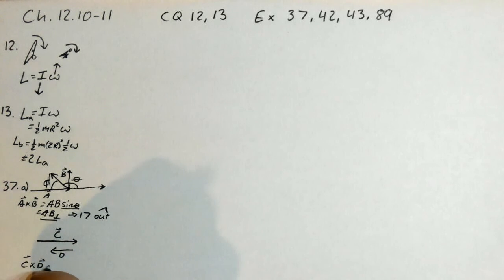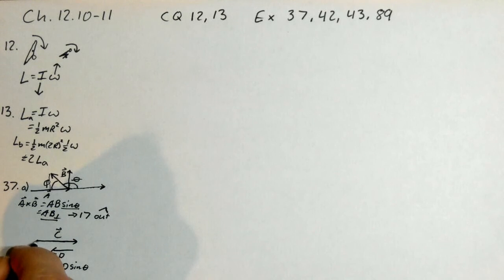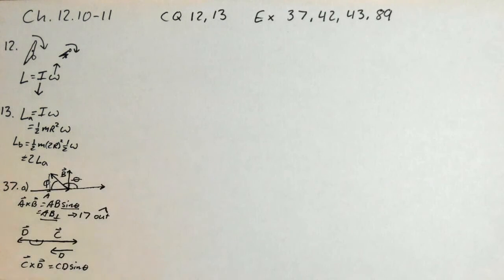Well, technically it's CD sine of the angle between them, but the angle between them is 180 degrees. They're pointing opposite each other. I can put D's tail right here, and the angle between them is 180 degrees, which gives me 0. So again, thinking about that cross products all look at perpendicularity, these aren't perpendicular at all. There's no bit of this that's perpendicular. They're parallel. So I get no cross product.